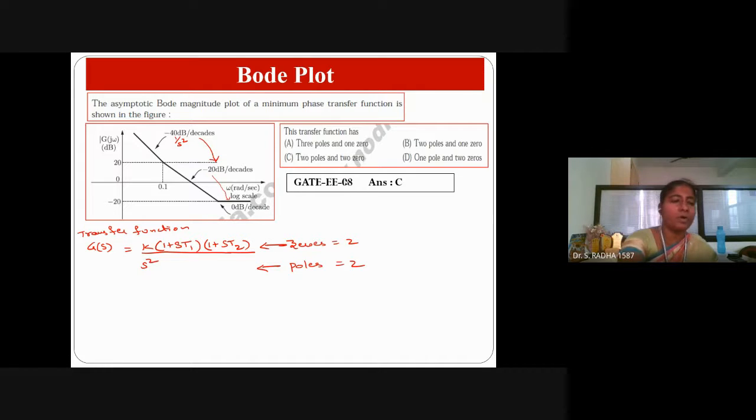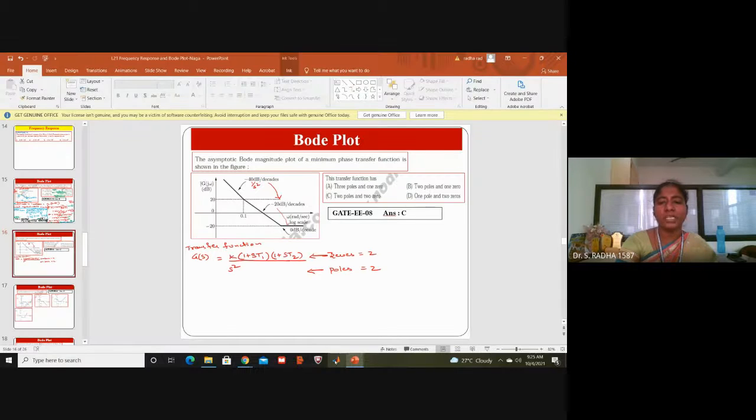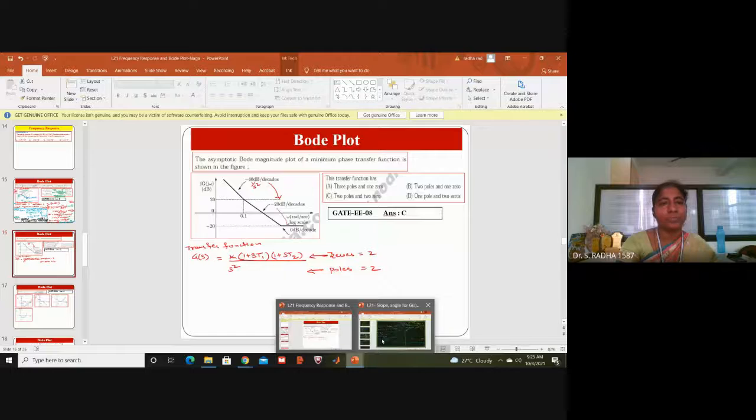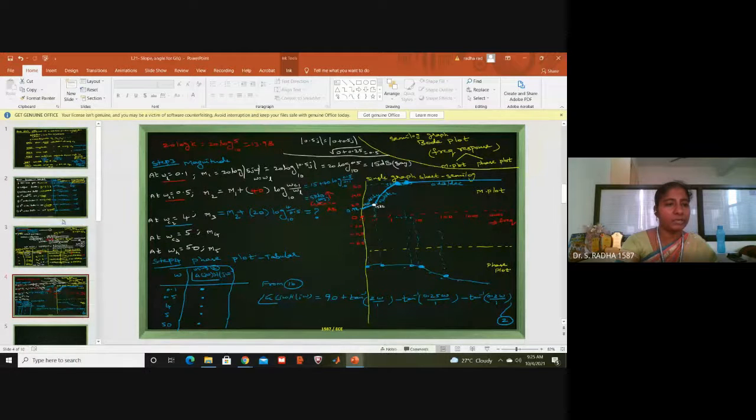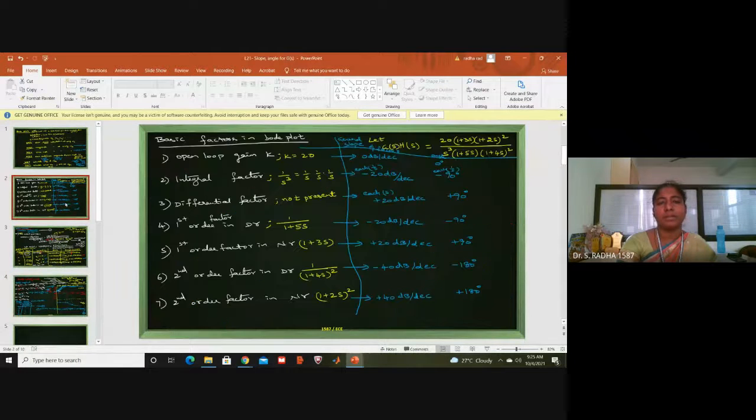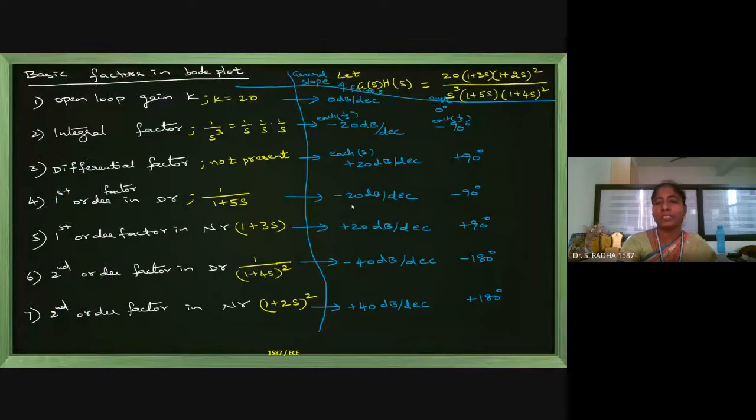Okay, the only thing we have to remember is what is the slope given by each basic factor. Okay, this table we have to remember. So a first order factor in numerator, it is plus 20 slope. A first order factor in denominator, minus 20 slope. Integral factor, every 1 by s will give minus 20. Every s in numerator will give plus 20. And gain will give 0 dB.